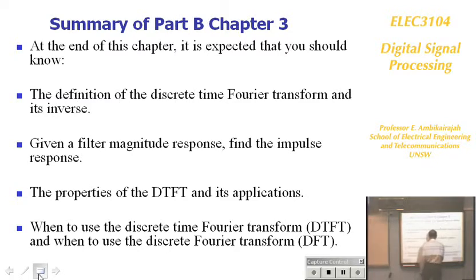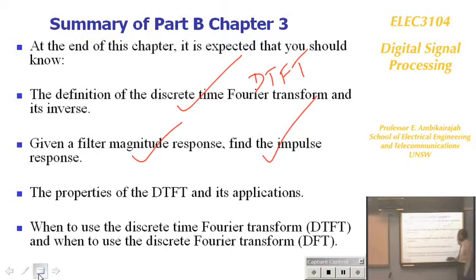Summary. What's the summary of this chapter? What you should know. At the end of the chapter, you should know what is the definition of discrete time Fourier transform, DTFT. You know, given a filter magnitude response, how do you find the impulse response? I've done 2 examples. Then the properties of the discrete time Fourier transform. When to use discrete time Fourier transform, and when to use discrete Fourier transform.